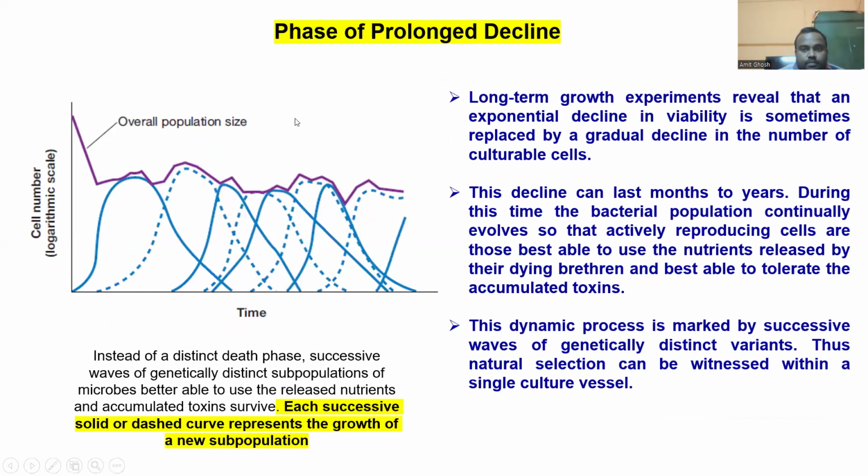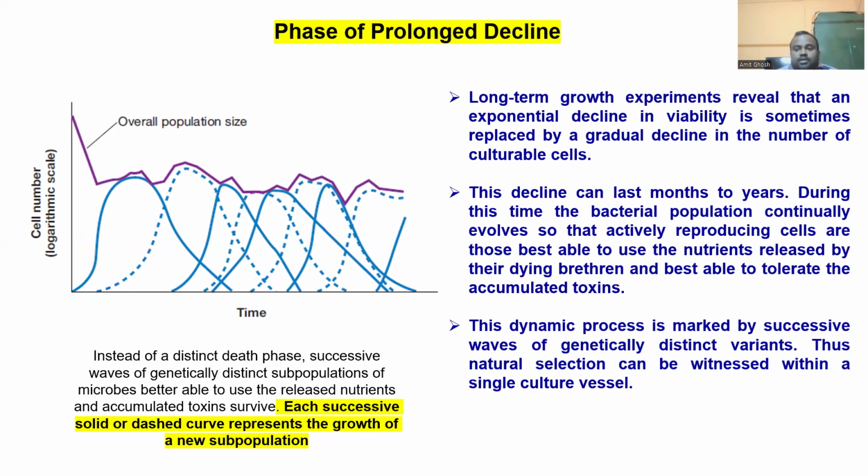Now, what about the decline phase? We have already seen that there is a decline phase in the growth cycle. If you see the graph here, time versus cell number, you can see the overall population is expressed here.